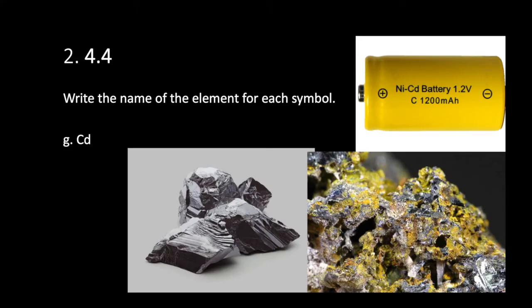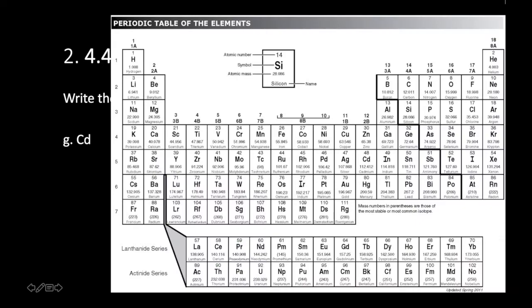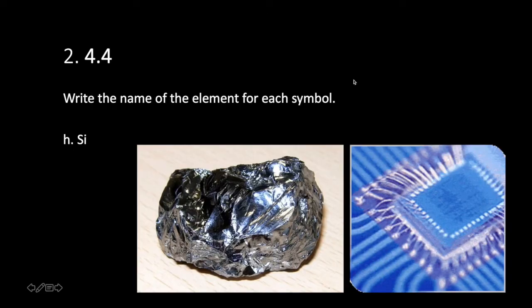G, cadmium, that's what Cd is. It's in a lot of batteries along with nickel. In fact, a nickel-cadmium battery is a pretty standard battery. You can see what it looks like here. And cadmium is a transition metal. It's right above mercury. So in column 2B, group 2B, you would see it right here, the Cd, that's cadmium, right above mercury on the periodic table.